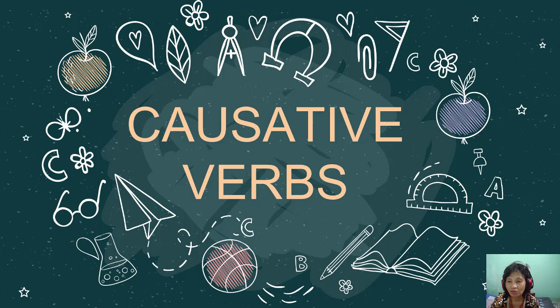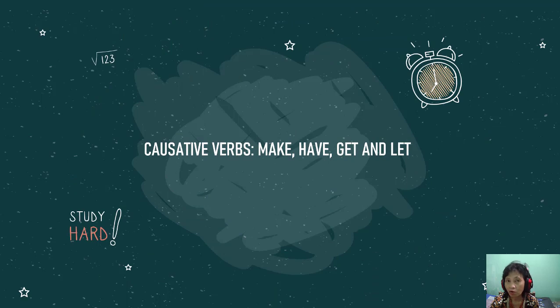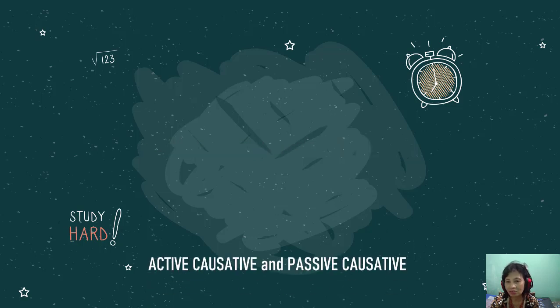Now we will learn about causative verbs. What are causative verbs? They are the verbs that we use when we want to express that the subject caused someone else to do something. I repeat, the subject caused someone else to do something. There are many, but I want to tell you about make, have, get, and let because they are commonly used.